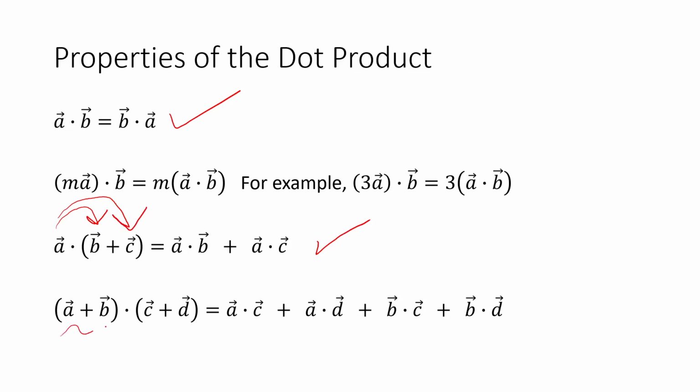And it works if we have more than just one vector distributing as we had in the last one. If we have A plus B as a quantity dotted with C plus D, that will equal A dotted with C plus A dotted with D plus B dotted with C plus B dotted with D. That's pretty convenient.